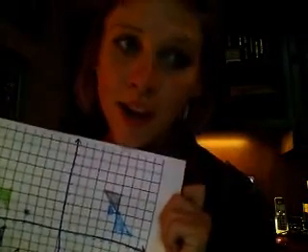Now I need one more. I think I'm going to do another translation. I'm going to move it up 3, right 1. On each point of my triangle, I'm going to move each point up 3 and right 1. 1, 2, 3, 4. And it will end up looking like this.